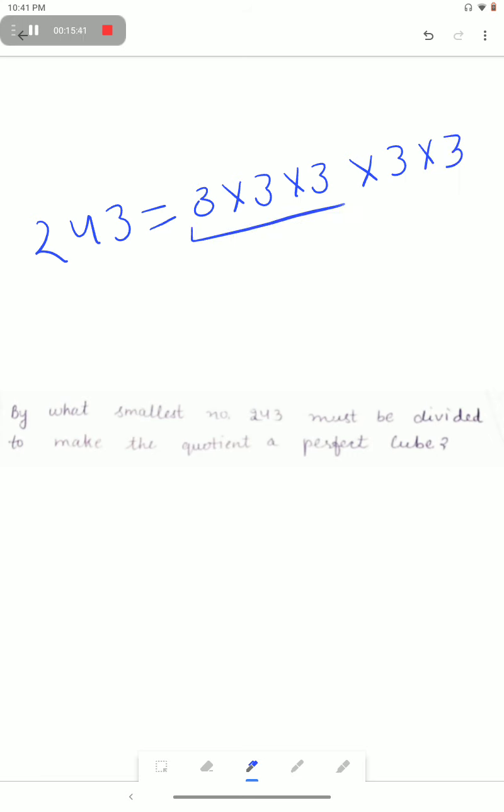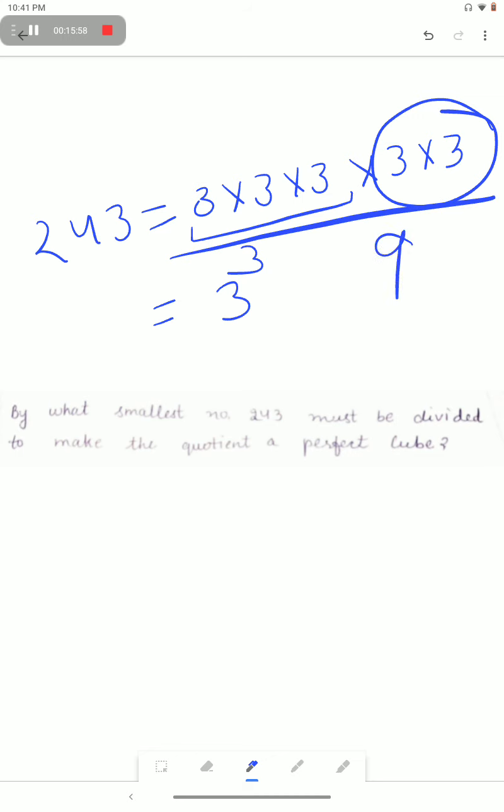Now this pair is not existing in the form of a triplet. It means it is extra. If I remove it from here, then the number will be a perfect cube. It means, and what is this? This is 3 into 3, that is 9. If we divide this number by 9, it will get cancelled out and we will have this number only.